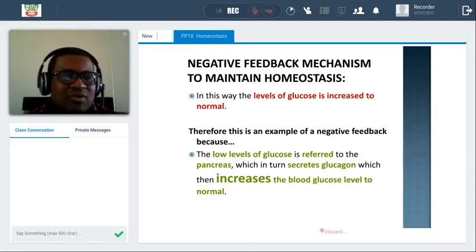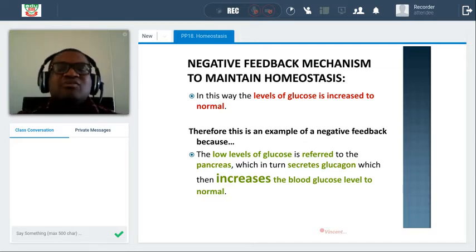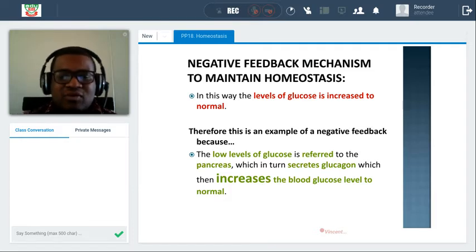Okay, so what was the change? Low glucose level. And what is the target organ? The pancreas. What does it do? It secretes glucagon. What does glucagon do? Increases the blood glucose level to normal.